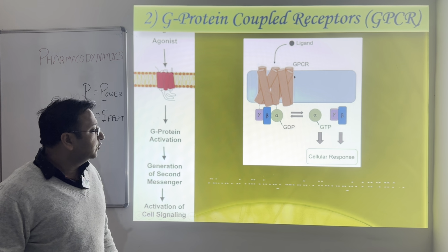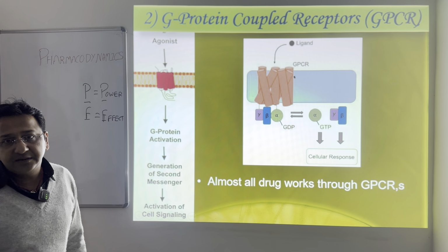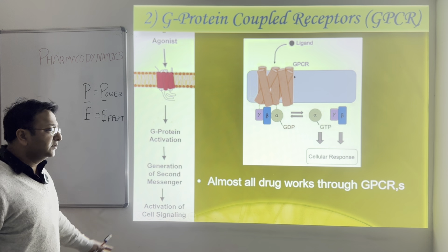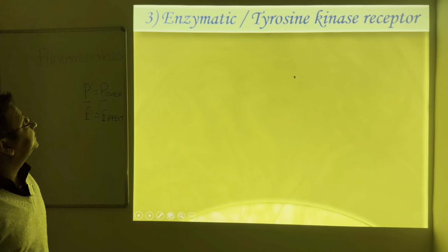So most of the drugs follow the GPCR, maximum are GPCR. Adrenergic drugs or cholinergic drugs work through the GPCR only.